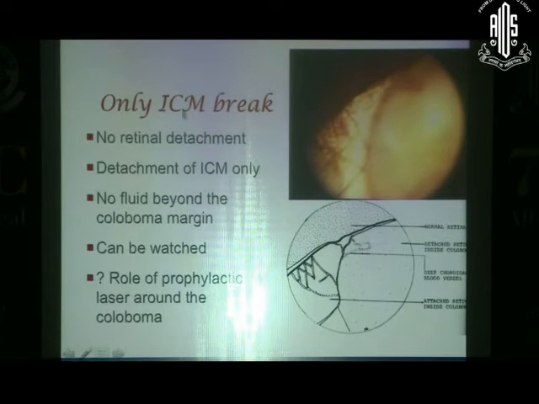There are also situations where there may be only a break in the intercalary membrane. If you have a break only in the intercalary membrane, like you have in this case, you can't see it in the photograph, but you see the ICM detachment. This is ICM detachment. This part of the ICM is not detached. And you find that it stops short at the colobomatous margin because the sub-ICM space is not communicating with the subretinal space. There is no fluid beyond the coloboma margin. Again, this is not always easy to exclude because of the nature of nystagmus, macrophthalmos, etc. And tiny areas of fluid along the coloboma margin can be missed clinically. And the role of prophylactic laser around the coloboma we'll discuss a little later.